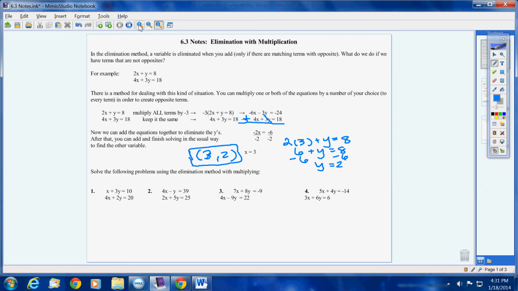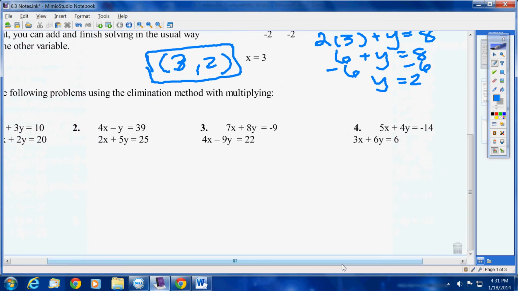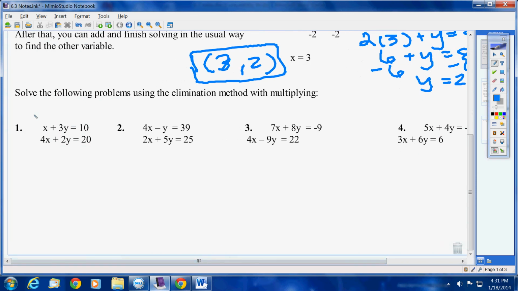Okay, I'm going to zoom in for solve the following problems using the elimination method with multiplying. So I'm going to come down to example 1, and I'm going to determine which equation to multiply. I think I'm going to go with my x's here because it would be really easy to make the x's into 4.